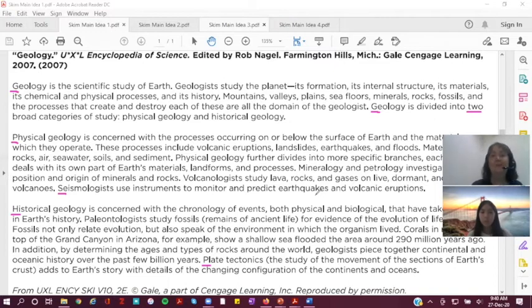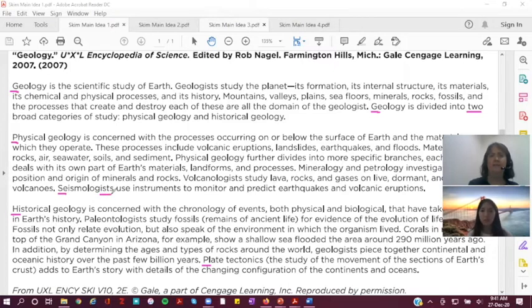So if we just start looking around those two sentences, because we know that the topic and the conclusion sentence somewhat mirror each other, just with different words. So we know the processes occurring on or below the surface of the earth. So what is that? The earth moving, right? Yeah. Earth movement.